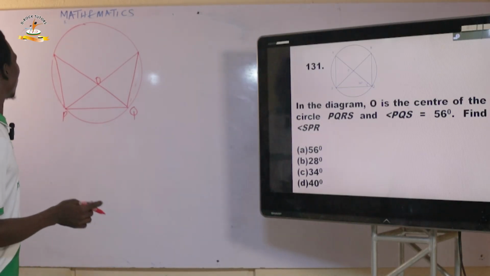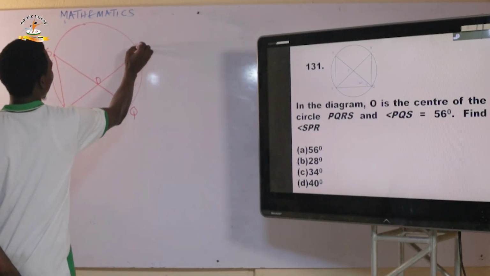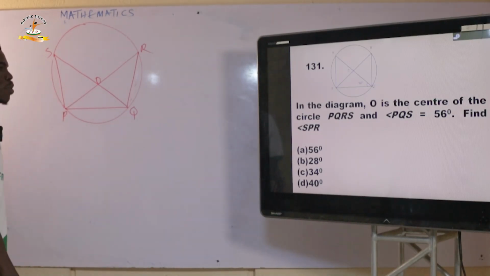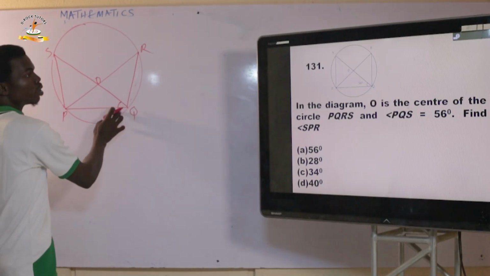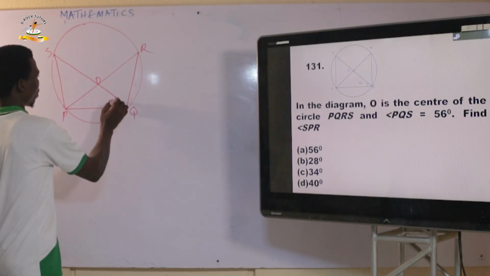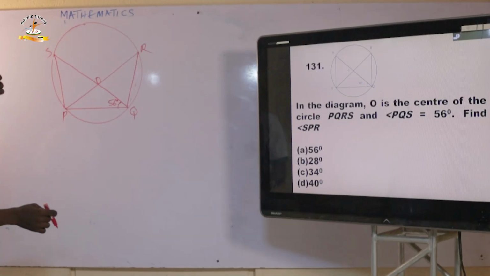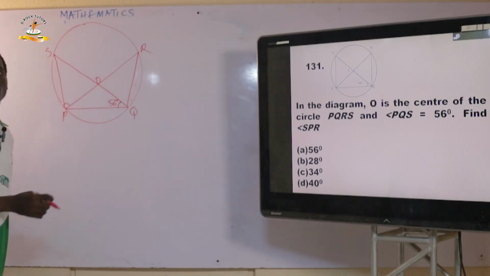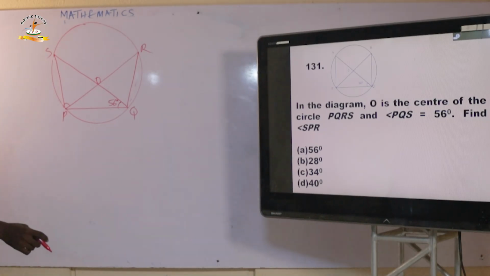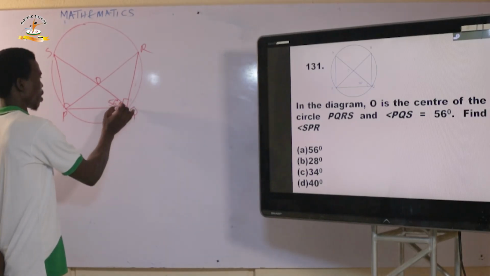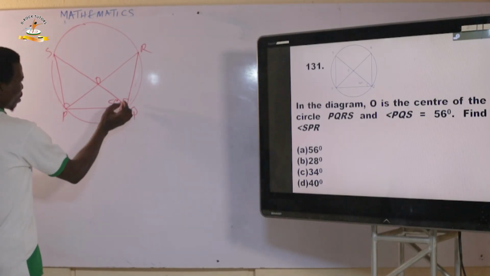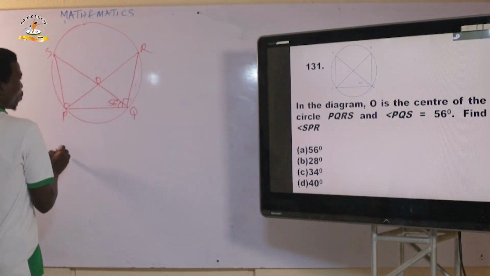So what does that tell us? This SR. It means SOQ is a diameter as well as ROP is a diameter. So we're given this angle 56 degrees, and we have to look for SPR, this angle. Whenever a diameter passes through a circle, it will give us what? A right angle. The angle in a semicircle is a right angle. So this is a right angle, and as such, we can find what?